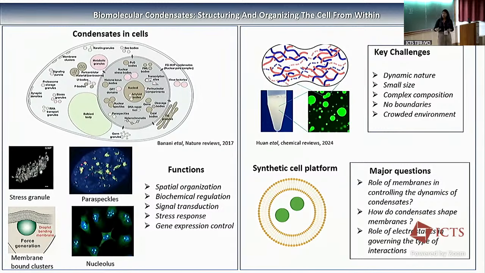their properties. The major questions that we try to answer in this work are: do membranes have a role in controlling the dynamics of condensates? Do condensates in turn have a role in reshaping or remodeling membranes? Does electrostatics play a role in governing the kind of interactions membranes and condensates undergo? Let me explain how we do this.